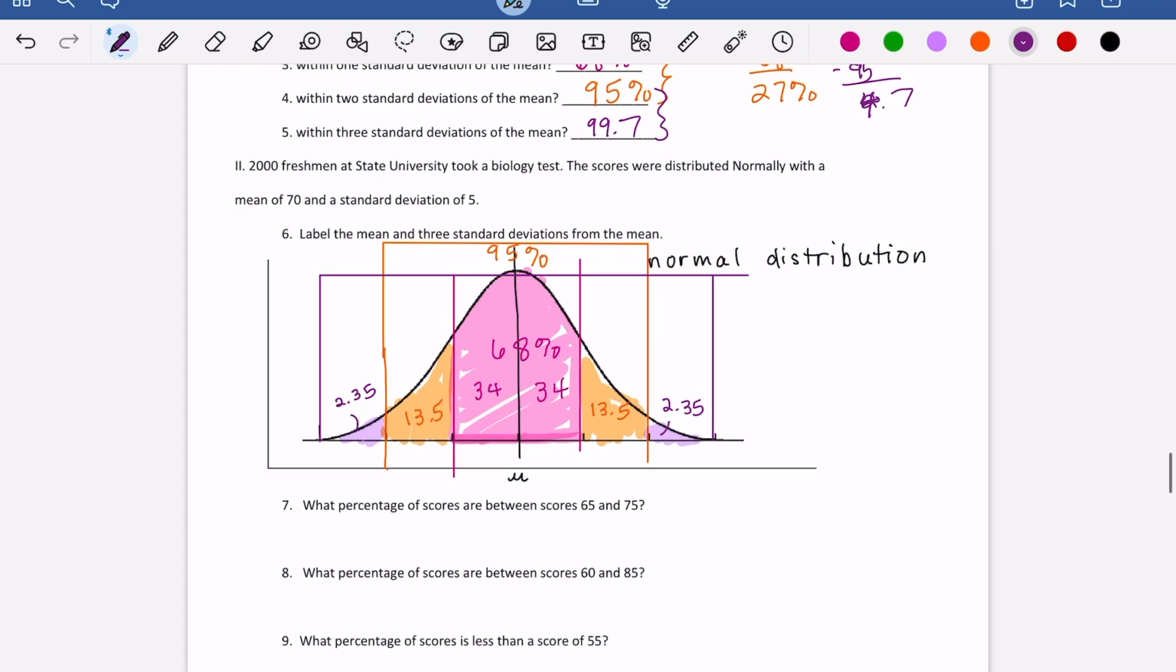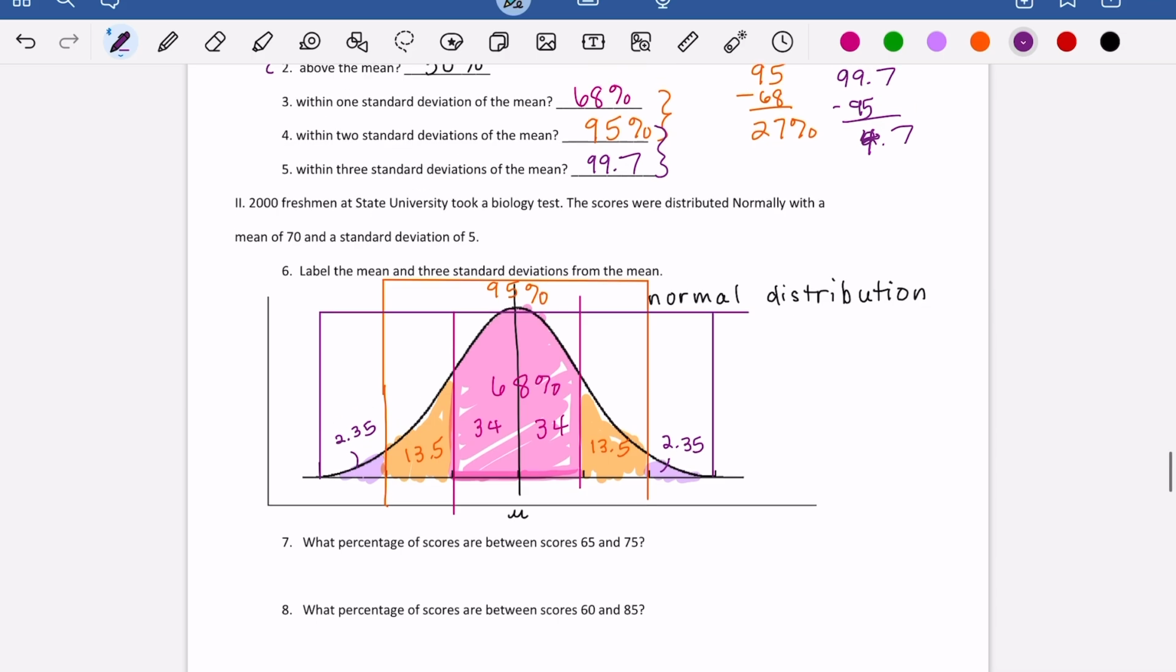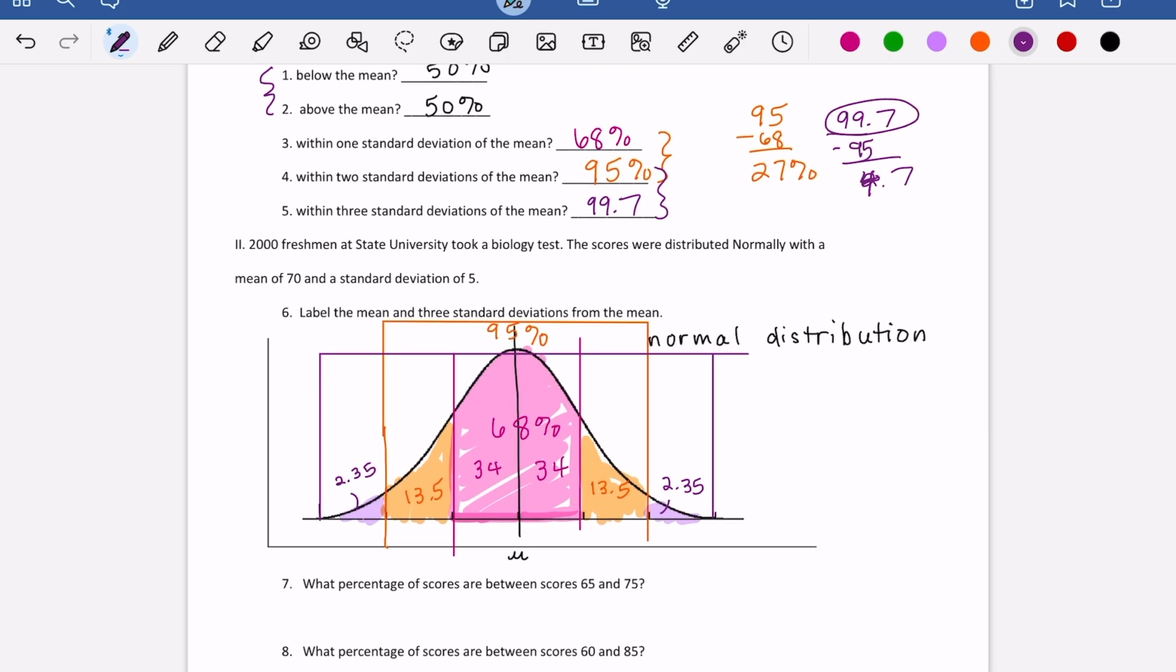And then not all of this adds up to be 100%. It adds up to be 99.7%. So the remaining portion of the data, which is going to be on the outside out here, is 0.3%. Half of 0.3 is 0.15. So 0.15% of the data lies out here, and 0.15% of the data lies out here.